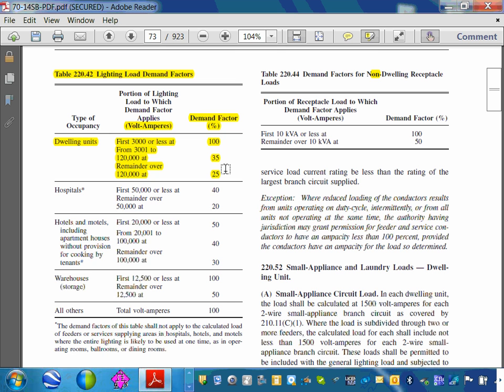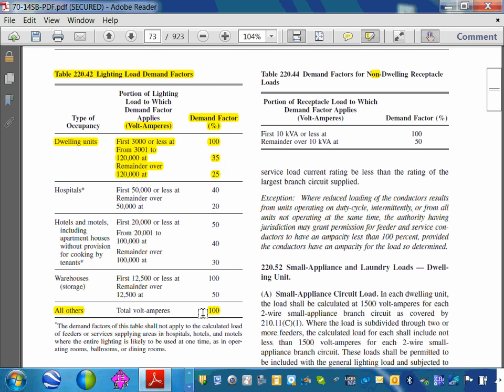Okay, hospital. Are we doing a hospital, gentlemen? Okay, hotels, motels. Are we doing hotels, motels? No. Are we doing warehouses? No. What are we doing? Office, commercial building. All others, do you see where all others is? What's the demand factor? Don't touch them. Did you see what 100% means? Don't touch them. Leave them alone.